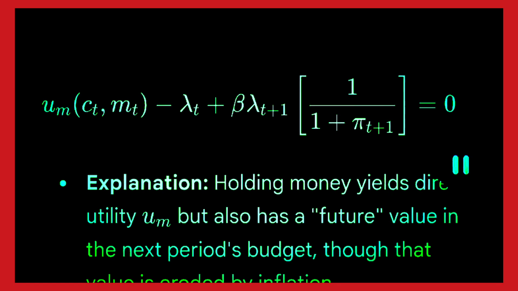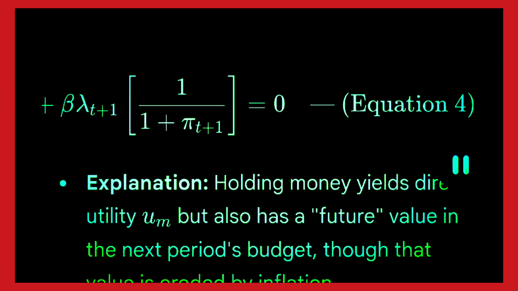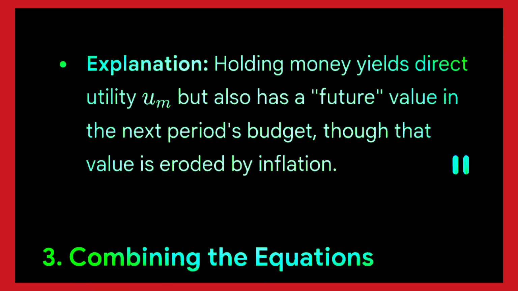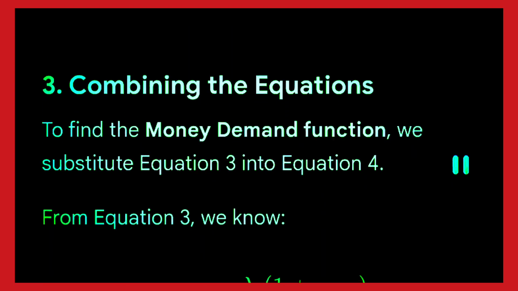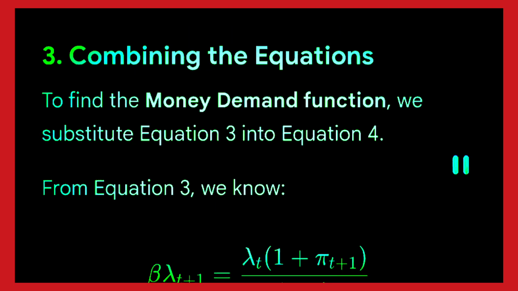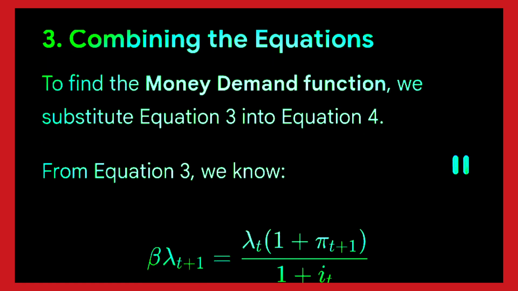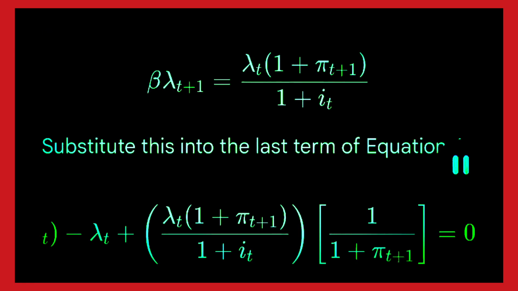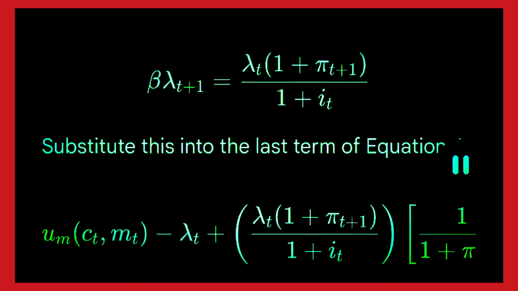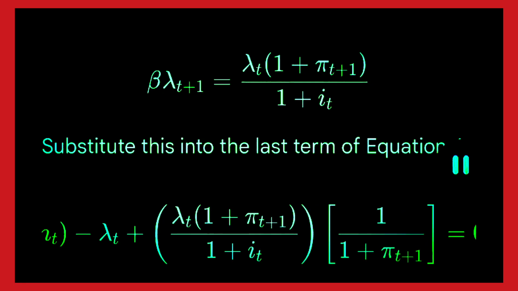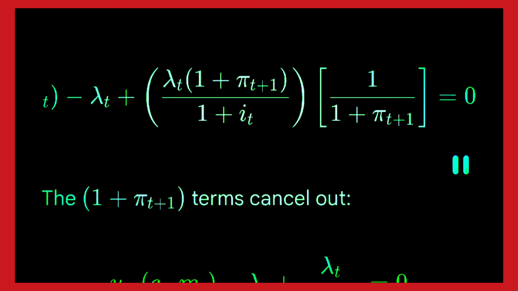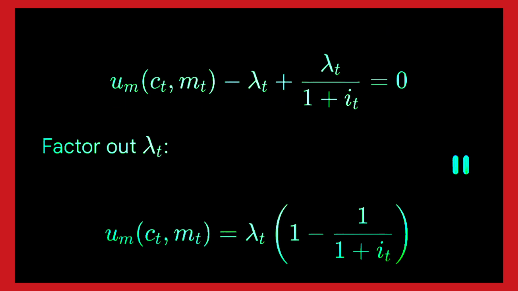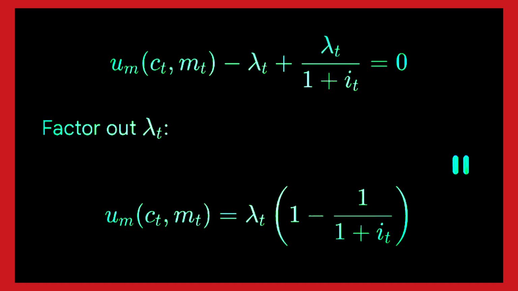3. Combining the equations. To find the money demand function, we substitute equation 3 into equation 4. From equation 3, we know. Substitute this into the last term of equation 4. The 1 + pi_{t+1} terms cancel out. Factor out lambda_t. Finally, substitute lambda_t = u_c(c_t, m_t) from equation 1.